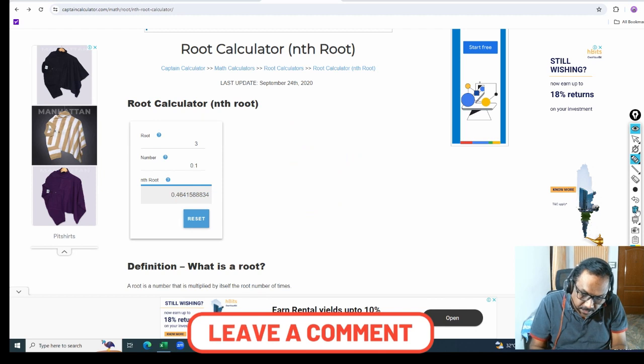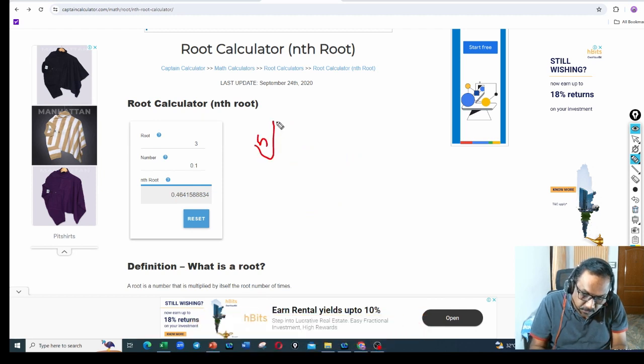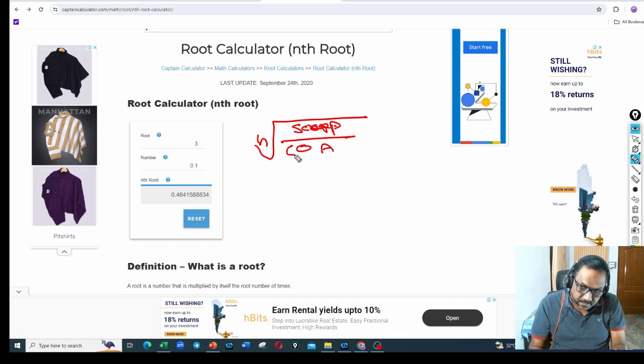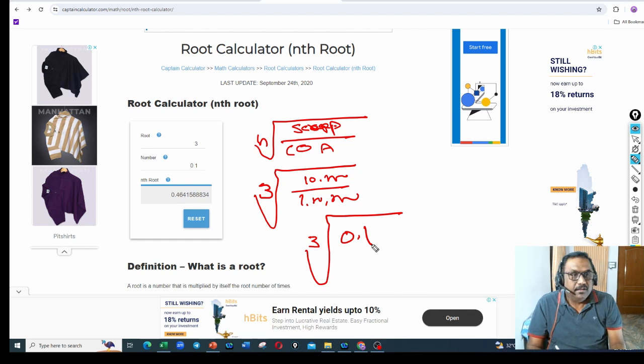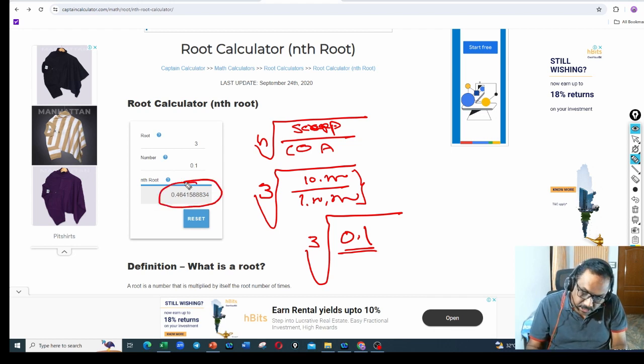Guys, I'm once again explaining this. This is very important. Our formula says nth root of scrap value or residual value divided by cost of asset. n is nothing but 3 years. The nth root of scrap value 10,000 divided by 1 lakh, which equals 0.1. When I did this, I got 0.1. So the nth root of 0.1 is how much?